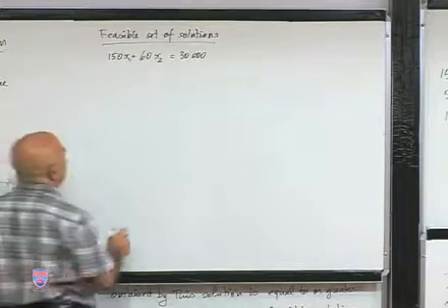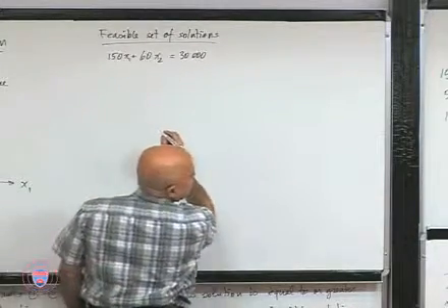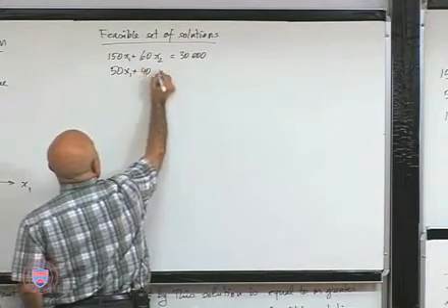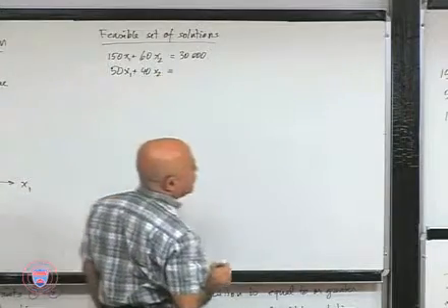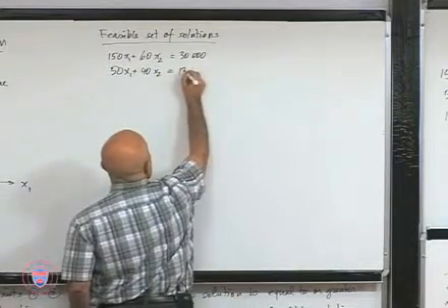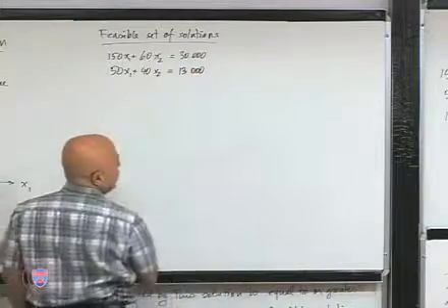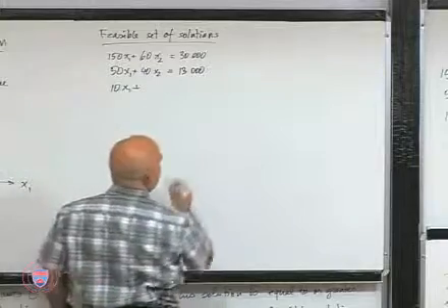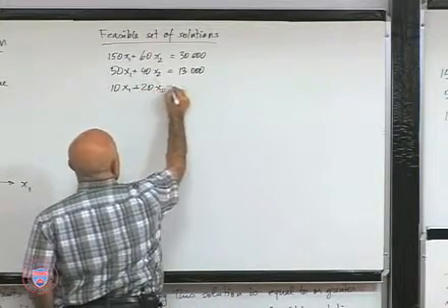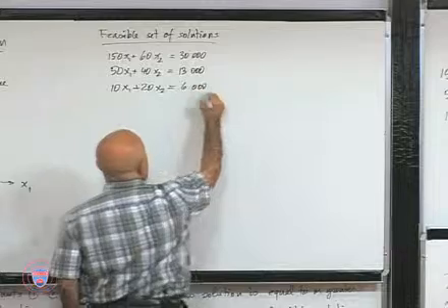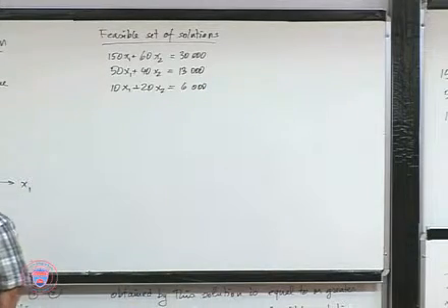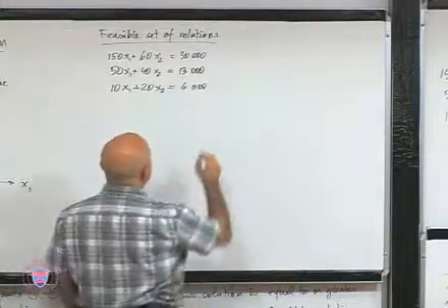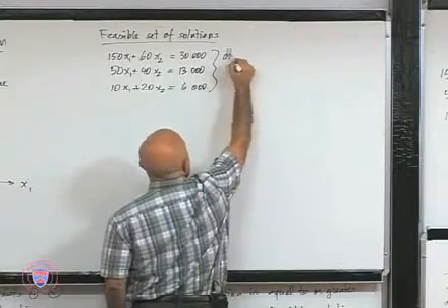The second one is simply 50x1 plus 40x2 equal to 13,000. And the last one is 10x1 plus 20x2 is equal to 6,000. These are the defining equations for your constraints. Coin the term, write down the term: defining equations for your functional constraints.